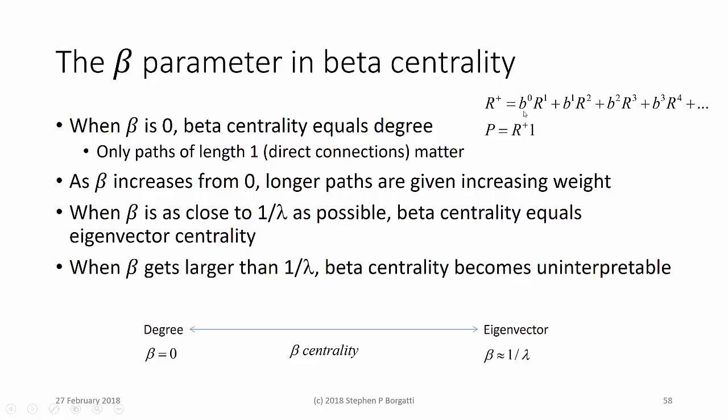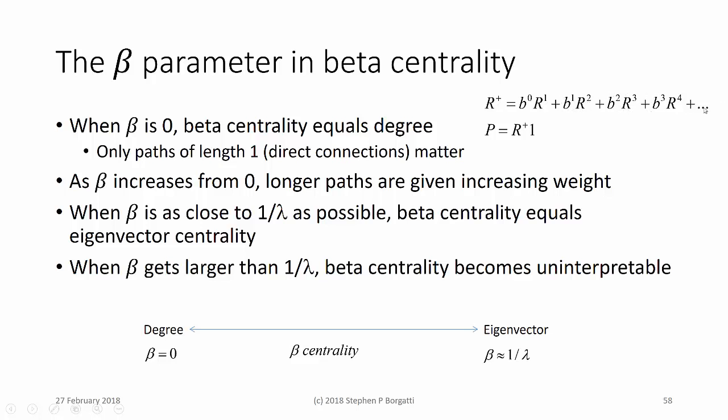So if beta is 0 here, this is going to be 1, because anything to the 0 power is 1. Don't ask me why. Math is like that. So that's a 1 times r to the first, which is our adjacency matrix. It's our friendship matrix. Plus beta to the first. Well, beta is 0, right? So 0 times this, it just knocks this out. Beta squared is still 0. Beta cubed is still 0.